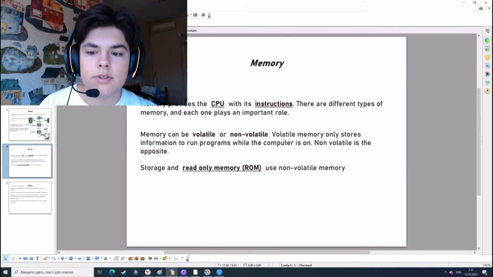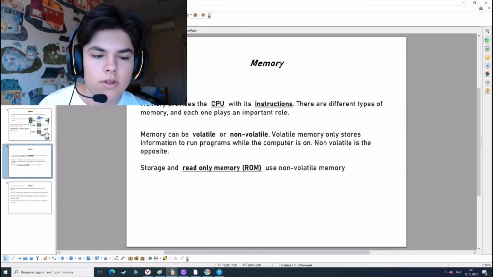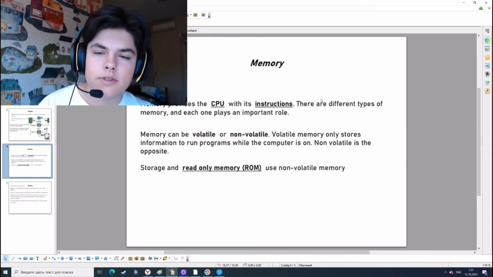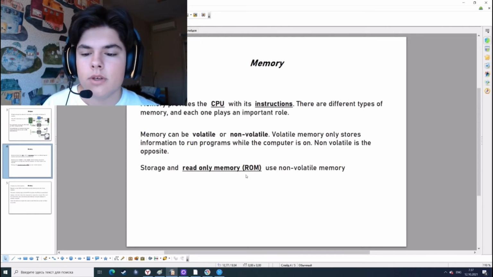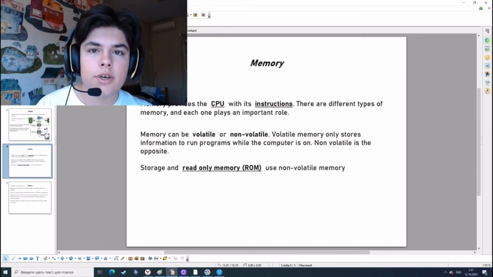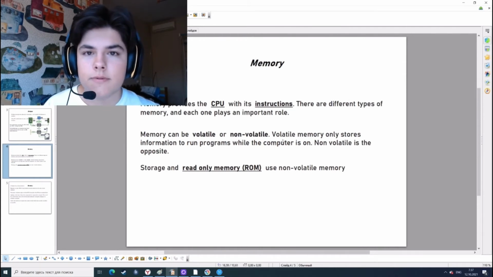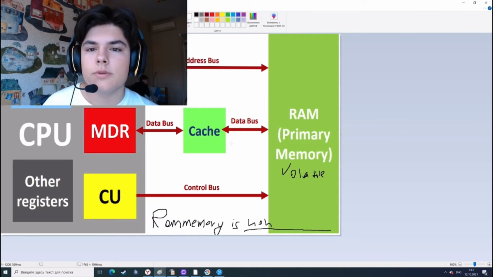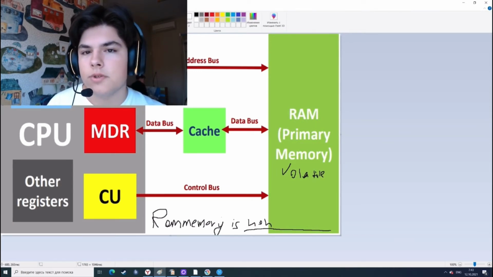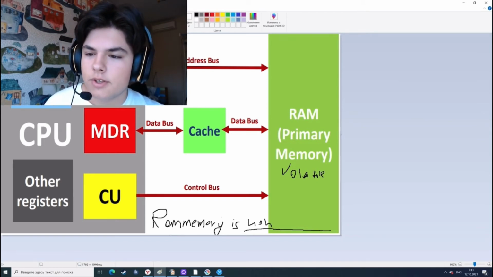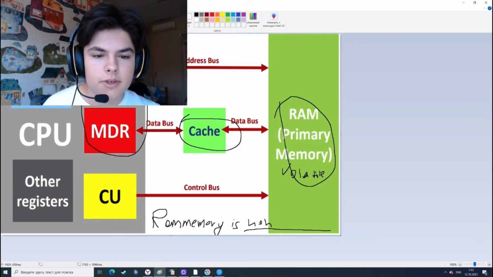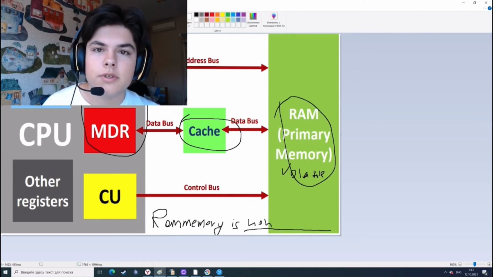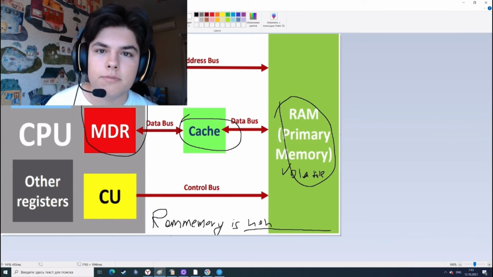Volatile memory only stores information to run programs while the PC is on, but non-volatile memory saves it. Storage memory and ROM memory are non-volatile. RAM memory is volatile. And the last piece is a group called primary memory. There is also secondary memory, but now we talk about primary. Primary memory includes registers, some cache, RAM memory, and virtual memory. Virtual memory is always in process in a PC.